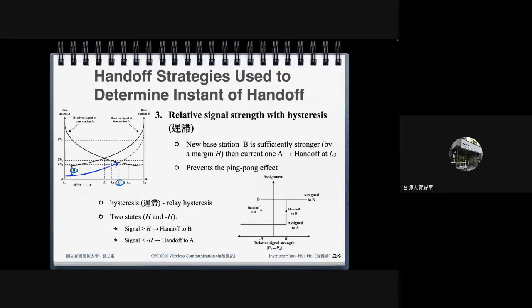Therefore, the two-state switching between A and B works like this: if I have some threshold, some margin, and the signal is greater than or equal to this margin, then I hand off to B. But when I come back, if the signal strength is less than the negative of the margin, then I hand off to A. So you can see the margin plays a kind of buffer role to delay the handoff between the two base stations.